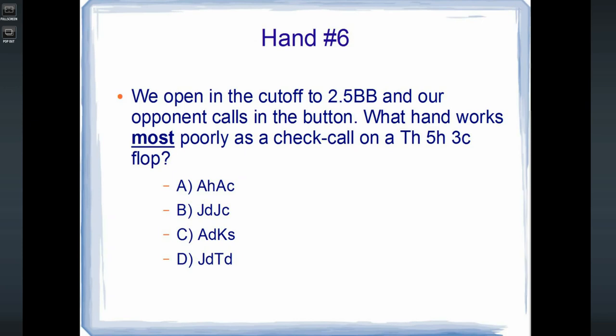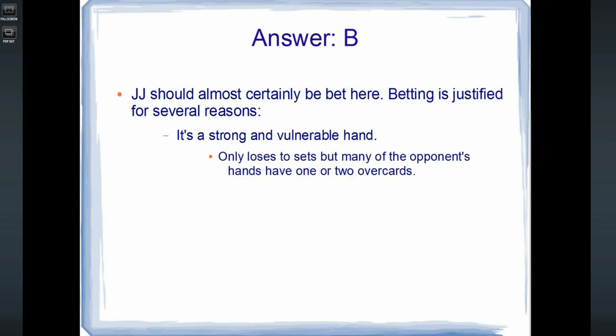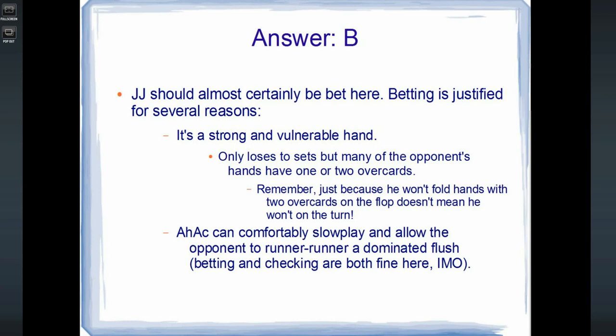He'll probably fold some king-queen, but even if he doesn't, we can make them fold when we bet on the turn. So we bet the flop with pocket jacks, our opponent calls with ace-queen, the turn card comes in an 8, we bet again, and then he folds. So keep that in mind. It's a multi-street game.